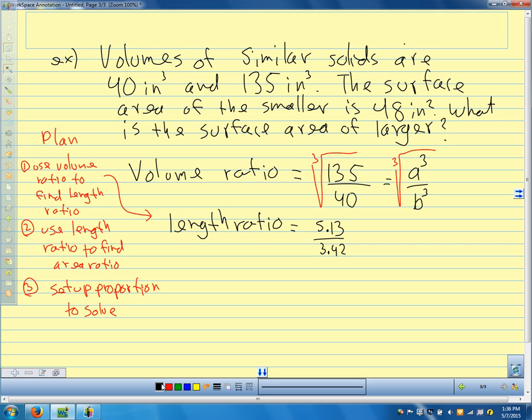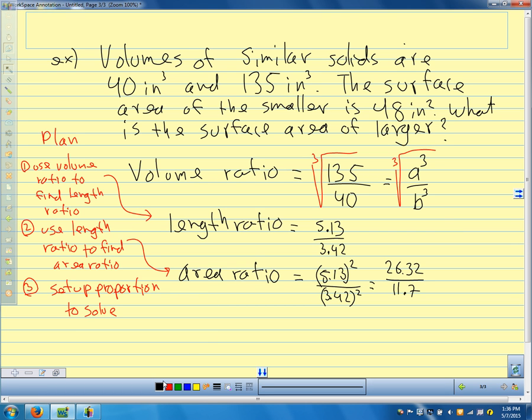Now with our second step, we are going to use the length ratio to find the area ratio. What do we do to the length ratio to get the area ratio? Square it. So the area ratio equals 5.13 squared over 3.42 squared. So I plug that in my calculator and I get 26.32 over 11.7. So there's my second step.